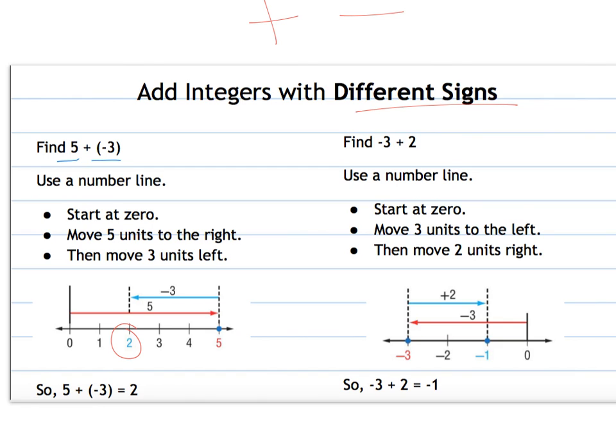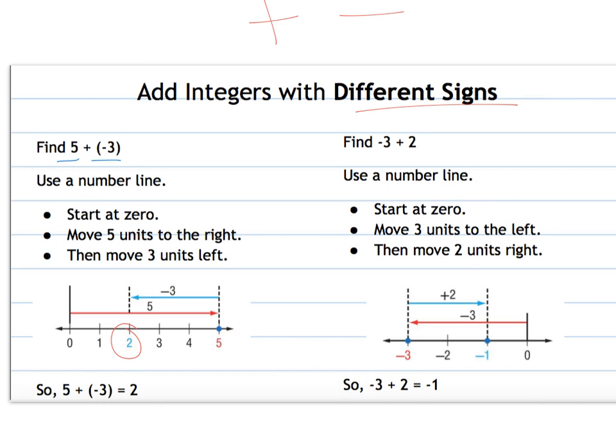Let's see if we can come up with a theme here as we look at the next one. So we have find negative 3 plus 2. We're going to use a number line. Starting at 0, we go to the left 3 to represent negative 3, and then we go to the right 2 to represent positive 2. We end up at negative 1.